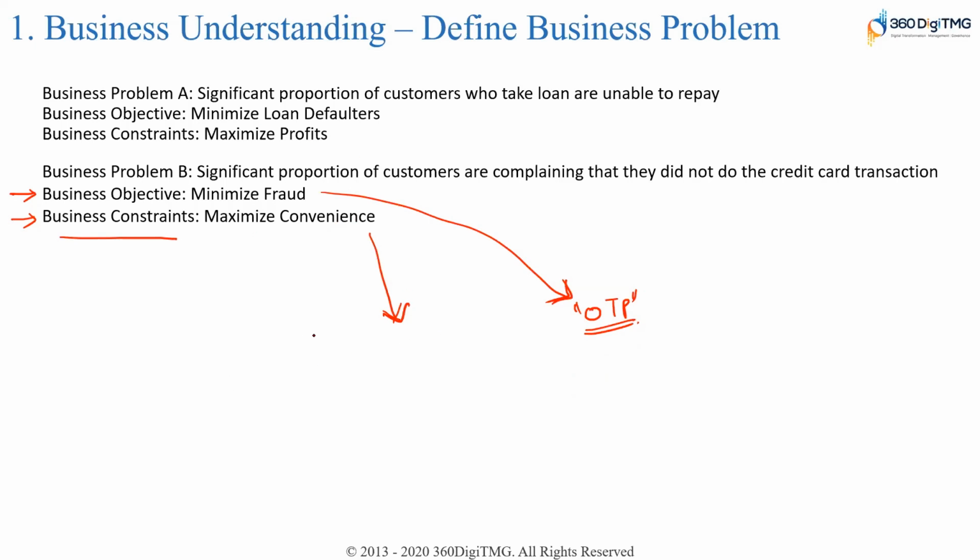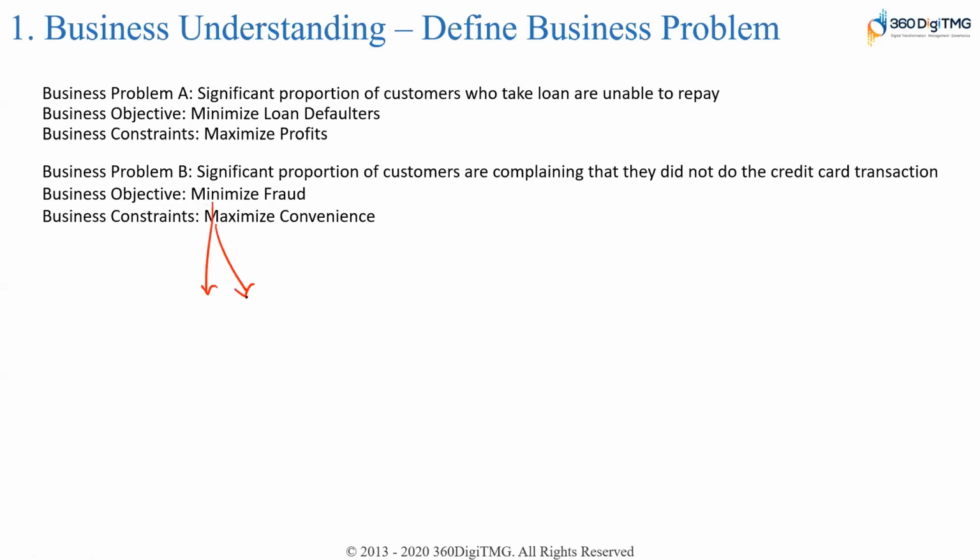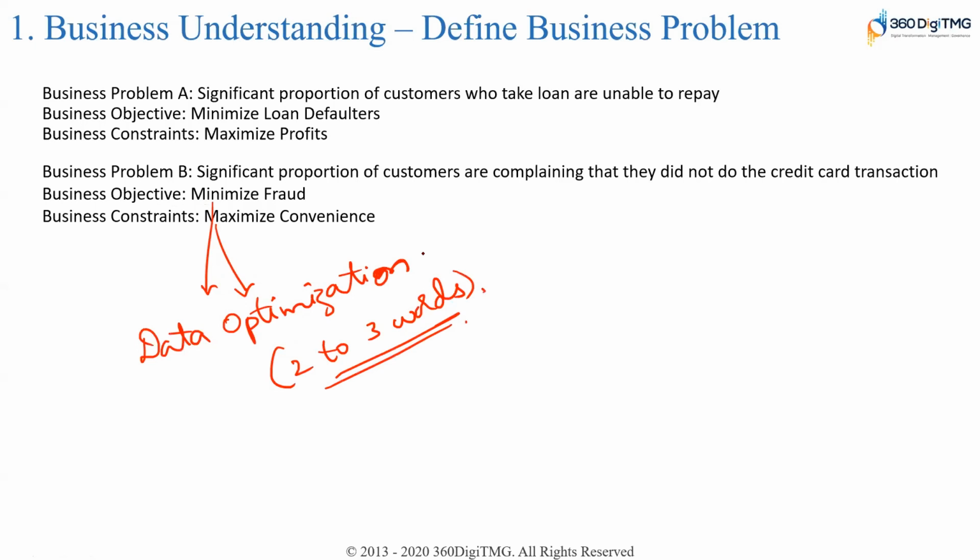And when you list down business objectives and constraints, please bear in mind that you might want to use the words minimize, maximize to the extent possible, right? Or any of your data optimization terms which are widely used. And try to ensure that you have your business problem listed down in 2 to 3 words max. It should not be bigger than this. It should not be sentences long, right? Business objectives and constraints have to be rightfully documented.